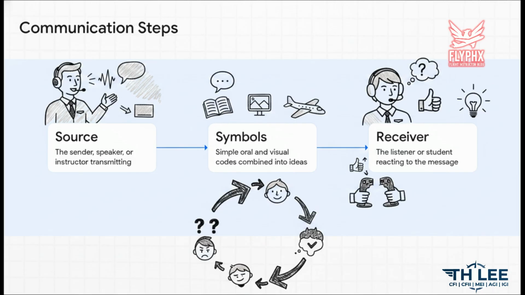Listen, if you tell a student to pitch for airspeed and they just stare at you blankly, your symbols have failed. And you can't just repeat the exact same phrase louder. You have to constantly monitor their feedback. Look at their facial expressions. Notice how tight their grip is on the yoke. And then dynamically adjust the symbols you're using until you see that concept finally click.